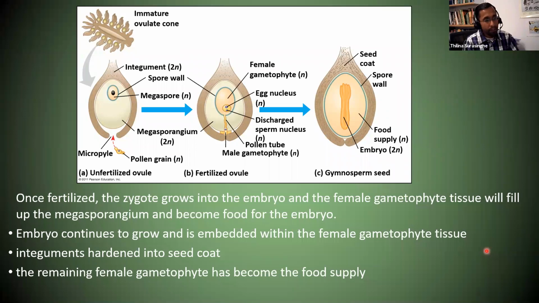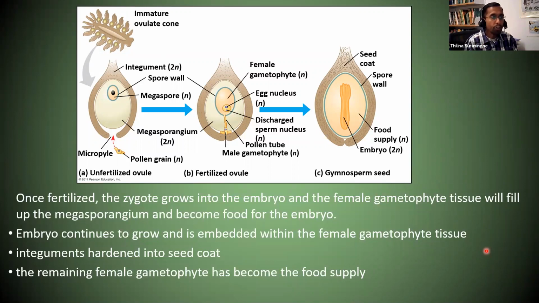And of course, the remnant of the female gametophyte will become nothing but the food supply. Now remember again, all of this is happening inside the female cone. None of this can be observed with the naked eye, unless you take out a cone, remove a bract, take out the ovule and observe it under a microscope. You will not see any of this happening.